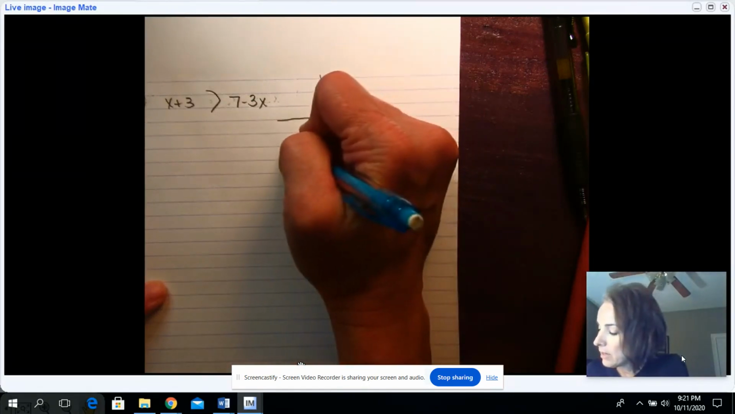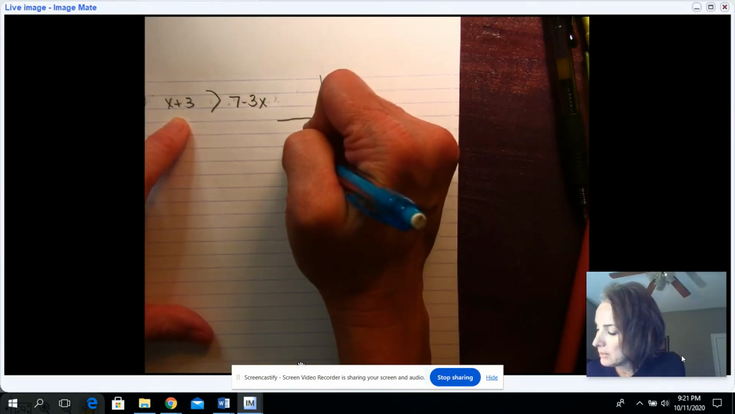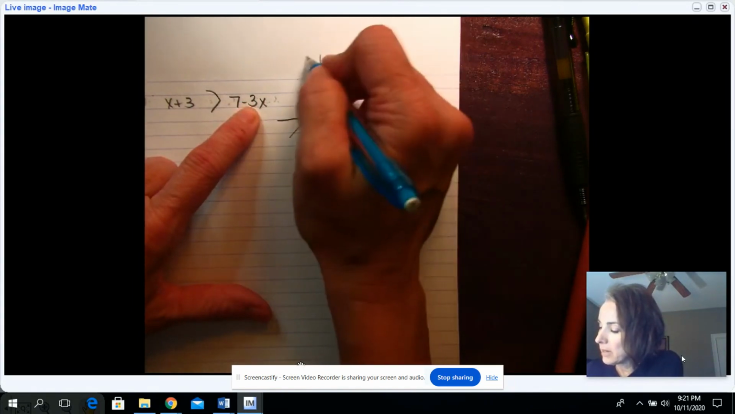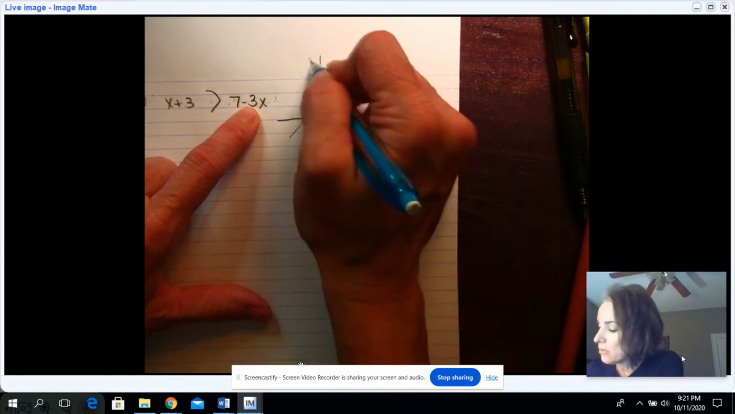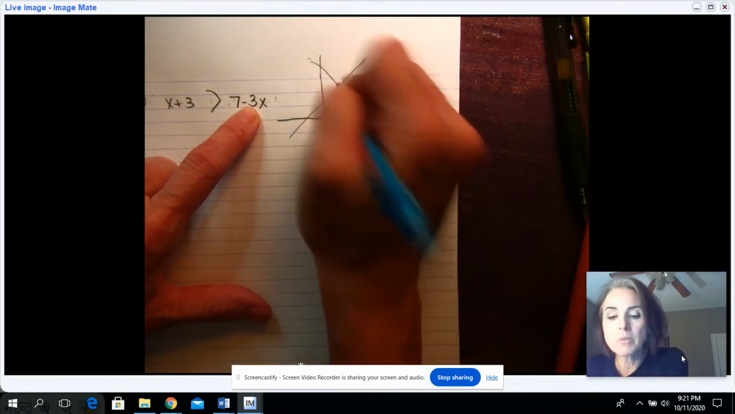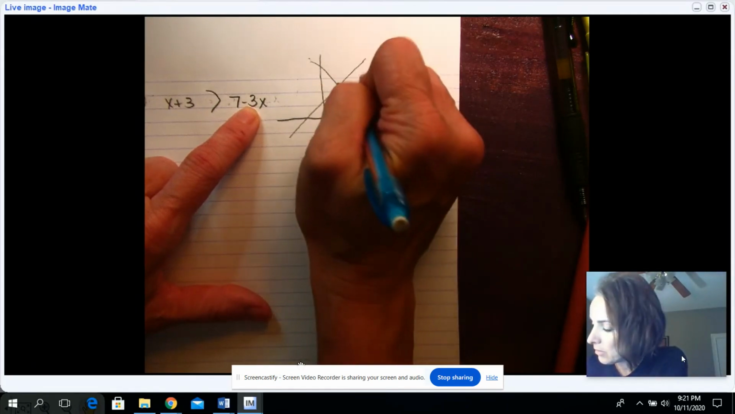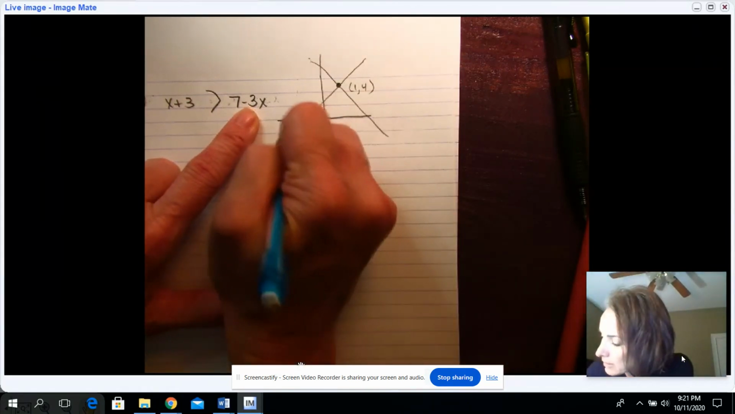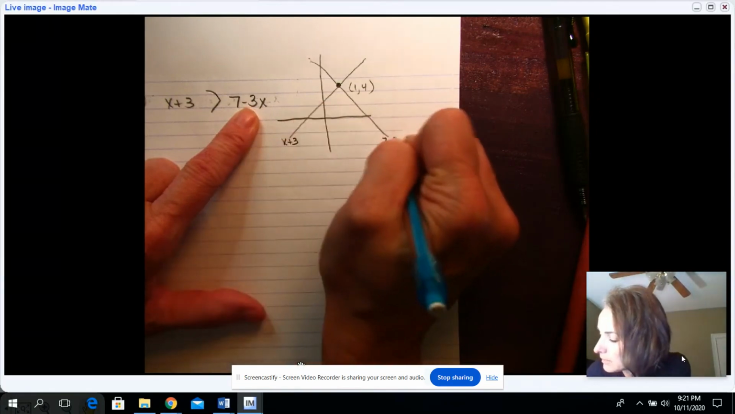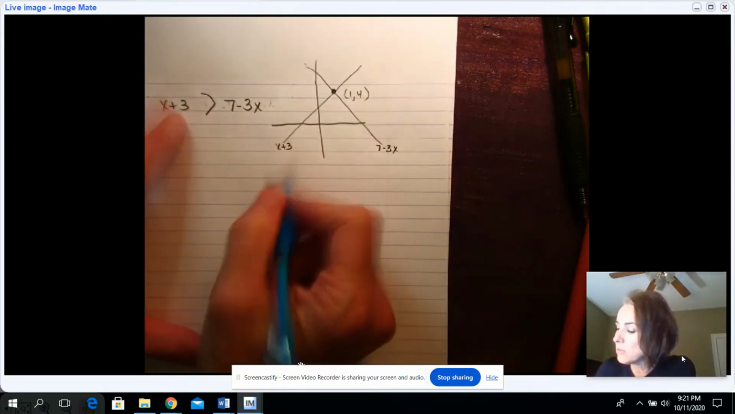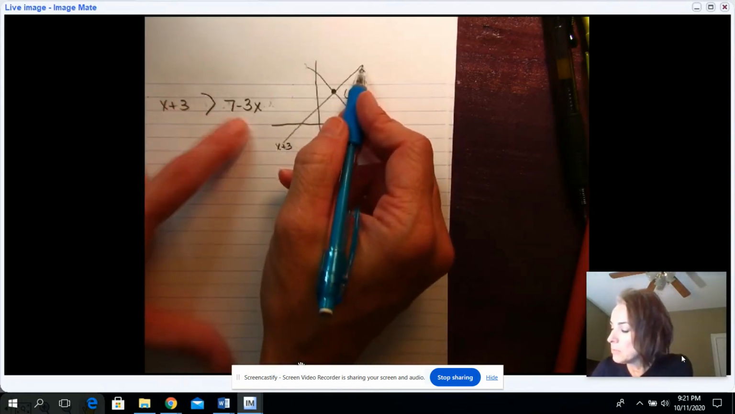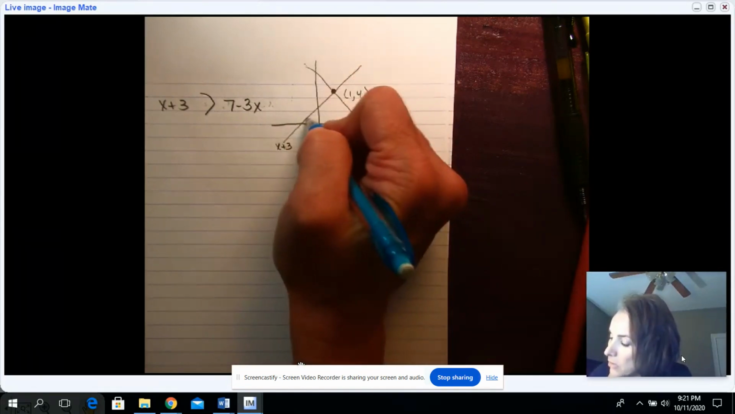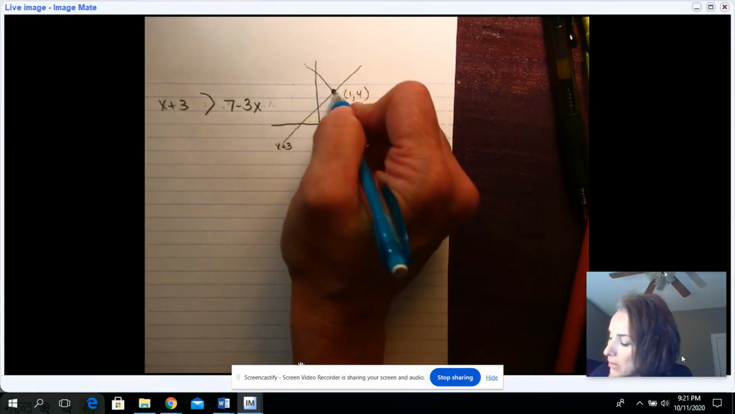You're going to have a graph, x plus 3 is going to look like this, and then 7 minus 3x will actually look like this, and they're going to cross right here, and this is at 1, 4. Okay, so they're going to cross at 1, 4. So here you have your x plus 3, and here you have your 7 minus 3x. So the question is, when is this graph greater than this one? Well, here, you're thinking about the y values. These y values are all smaller than this graph until you get to here, and here they're equal.